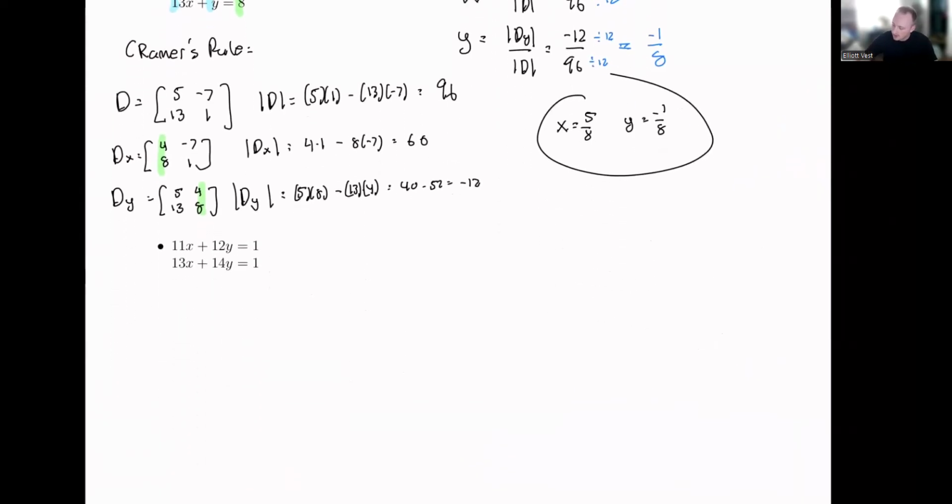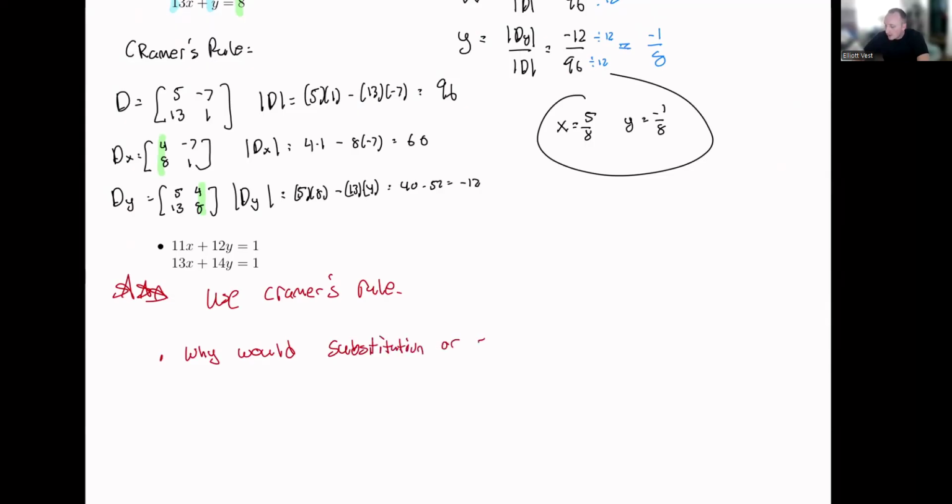So this is going to be our star problem here, this next one. I want you to use Cramer's rule on this. And then I want you to give a sentence: why would substitution or elimination suck here? There's going to be a reason why it would suck.